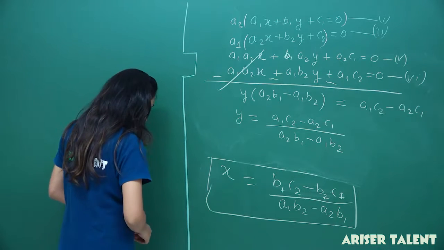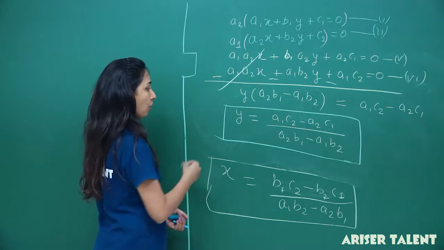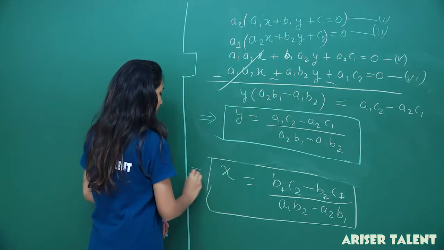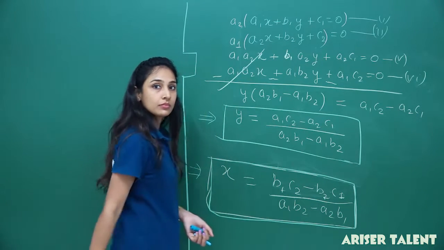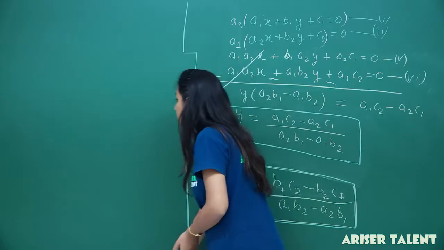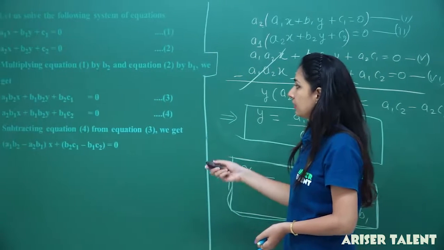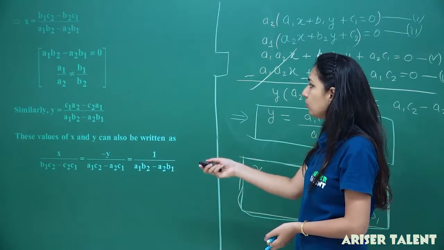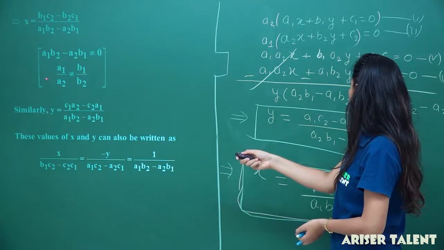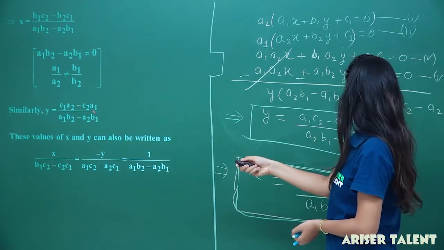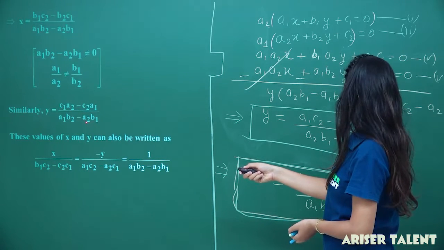Okay. So this is the second finding of our equation. Values of x and y have been found out. So students, look here. We are having the same way, we will be finding the value y. Similarly, y will be equals to c1 a2 minus c2 a1 upon a1 b2 minus a2 b1.